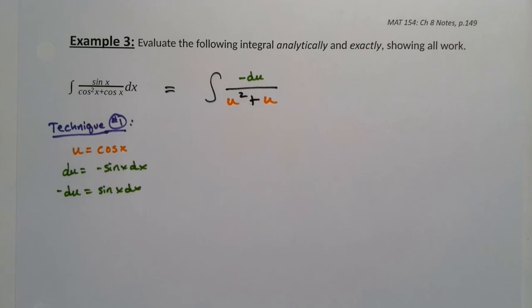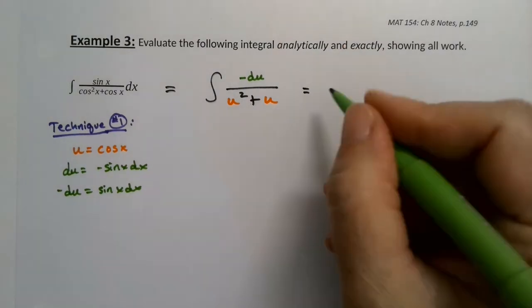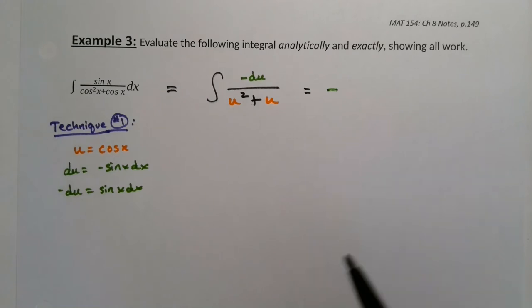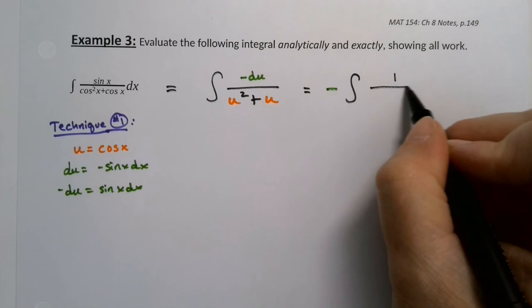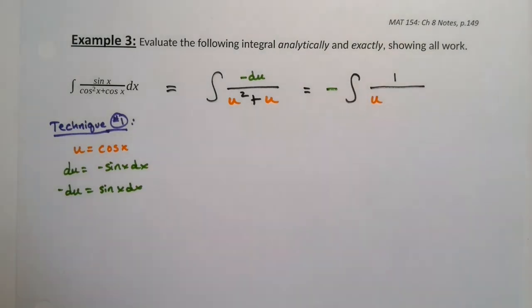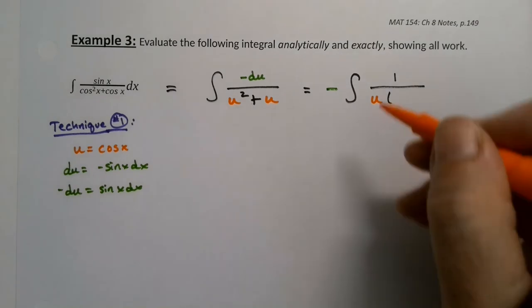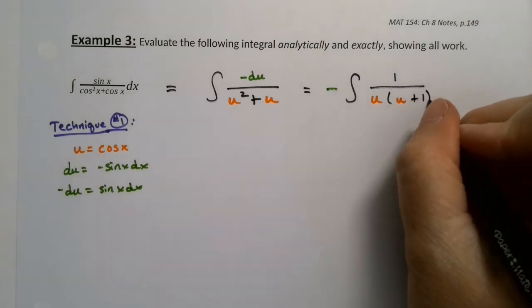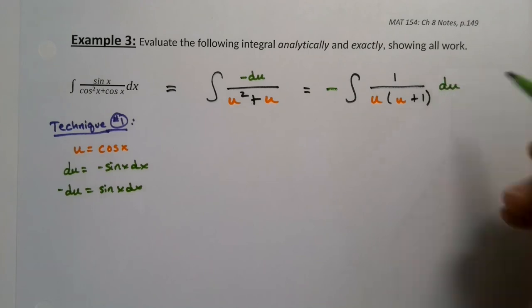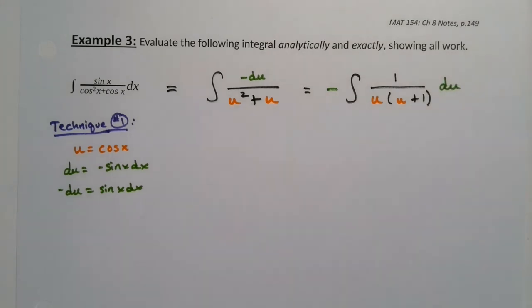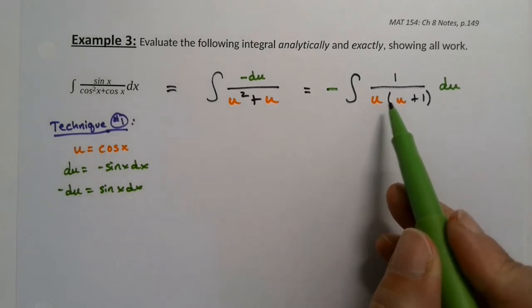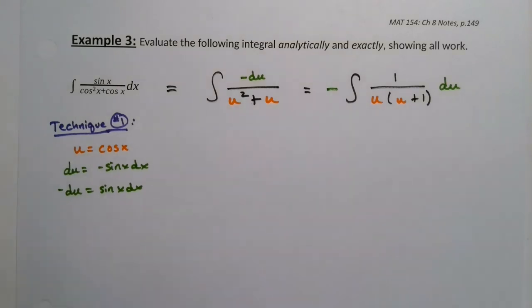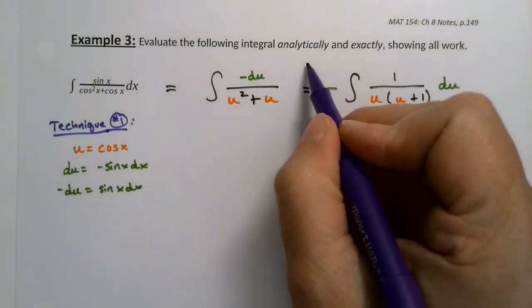Now, what are we going to do there? Well, let's see here. How about we separate it out? For one thing, let's take that negative out, put it out in front. Why not? Makes things a little bit easier. And then I'm thinking this is 1 over u times u plus 1 du. And hopefully you're thinking what I'm thinking. Fraction, big denominator. I'd like to be able to separate it into pieces. Partial fractions, right?